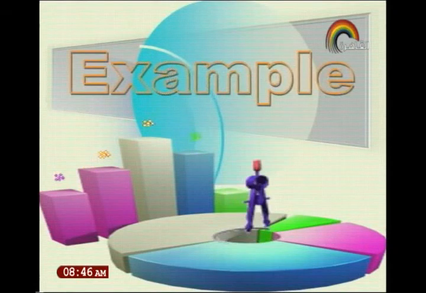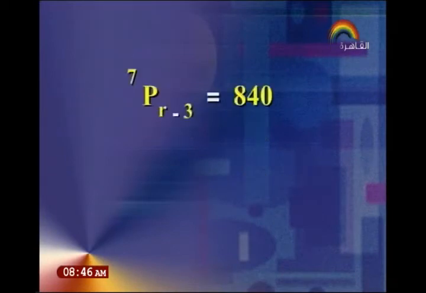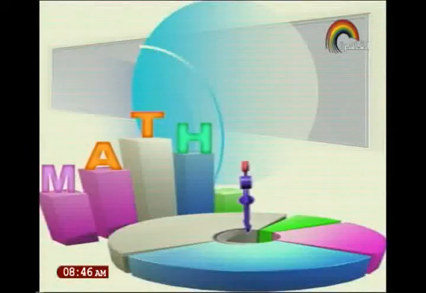Dear student, look at another example. If we have nP(r-2) over nP(r), the ratio of 1 over 41, and 7P(r-3) equals 840. What is required? Find the value of n and r. Solution.